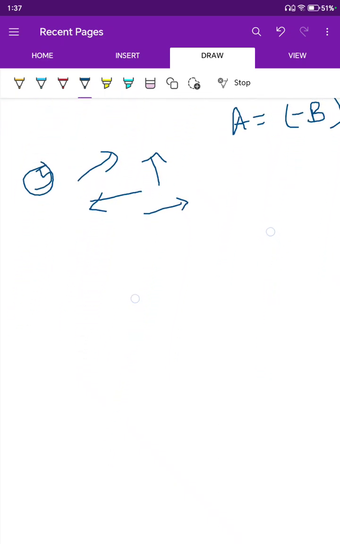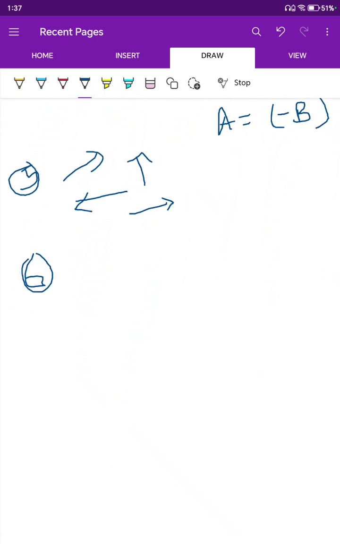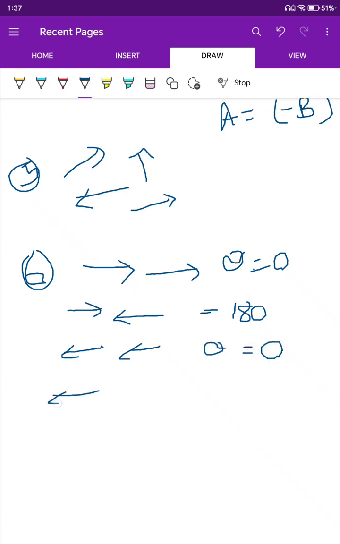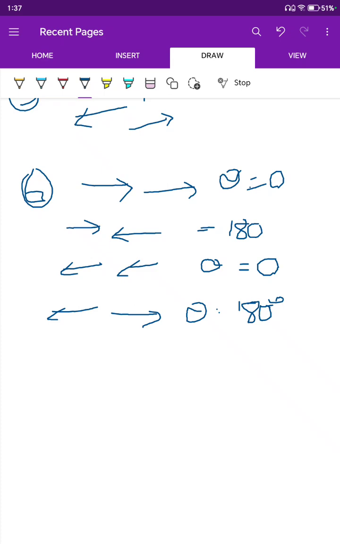Next we'll take collinear vectors. Collinear are like this. Theta equals 0. And this one, theta equals 180 degrees. This one, theta equals again 0, and this one, theta equals 180 degrees. These are called collinear vectors.